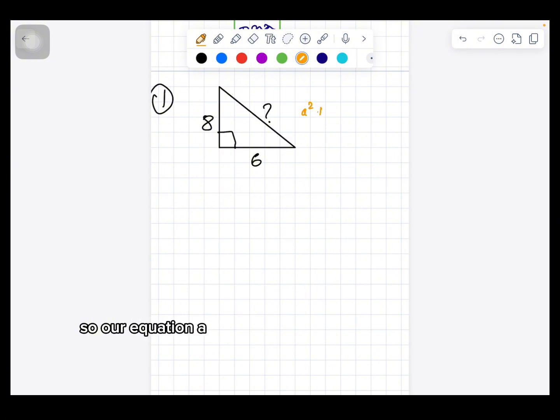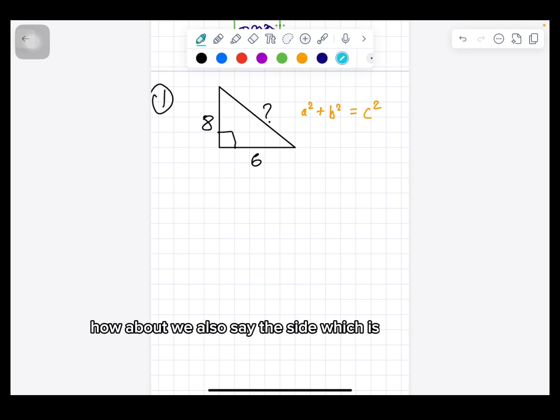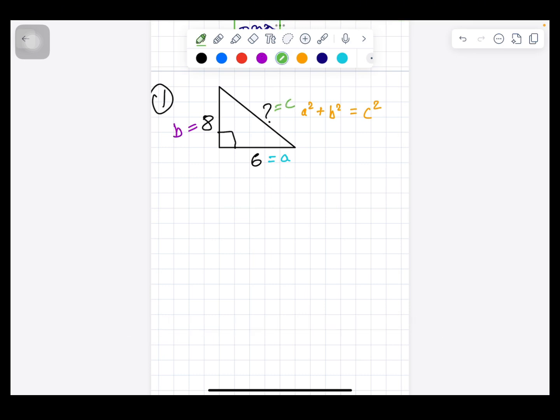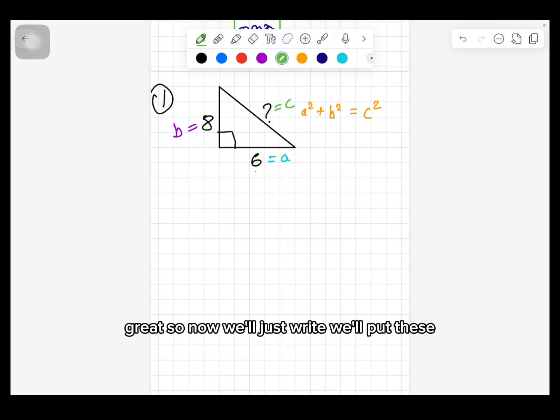Our equation: a squared plus b squared equals c squared. Now how about we also mark the sides. For now, we'll say this is a. With a different color, we'll say this is b. And with a different color, we'll say this is c. Great. So now we'll just write these.